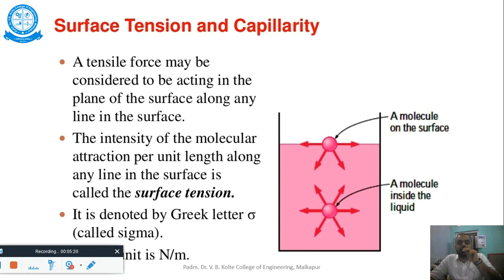So here one diagram is given. Our cylinder is given. There are two molecules, molecule A and molecule B. The first molecule will be placed on the surface of the fluid and the second one will be inside the liquid. So tensile force may be considered to be acting in the plane of the surface along any line in the surface. The intensity of the molecular attraction per unit length along any line in the surface is called surface tension, and surface tension is denoted by the Greek letter sigma.